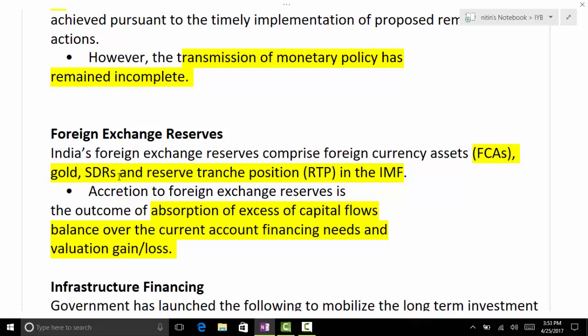A question can come, say, in the form of declining constituents of forex. So this is the correct order: FCAs, gold, SDR, and RTP. Yes, Abhishek, the difference between a member's quota and IMF. You're going in the correct direction.